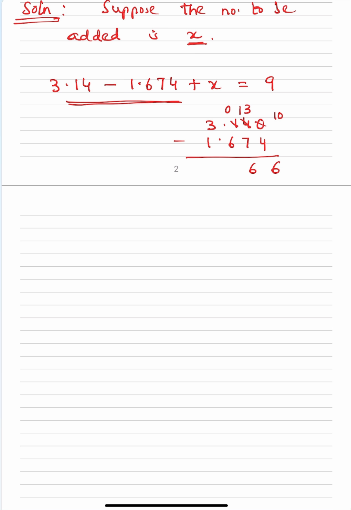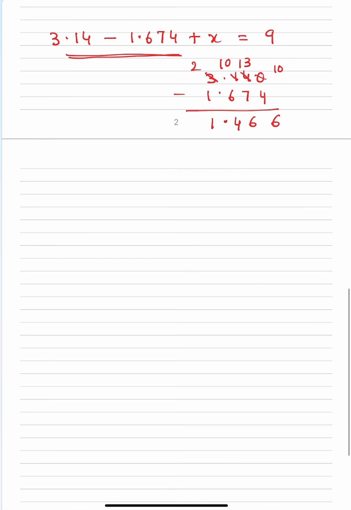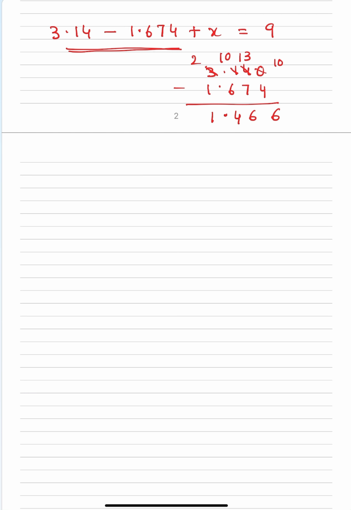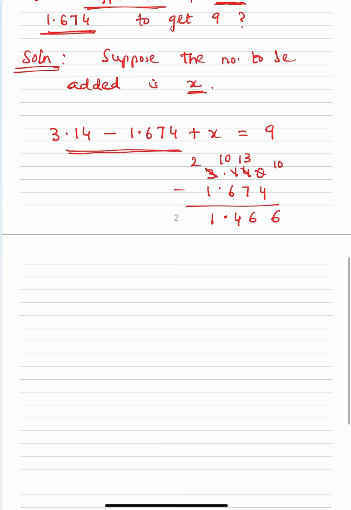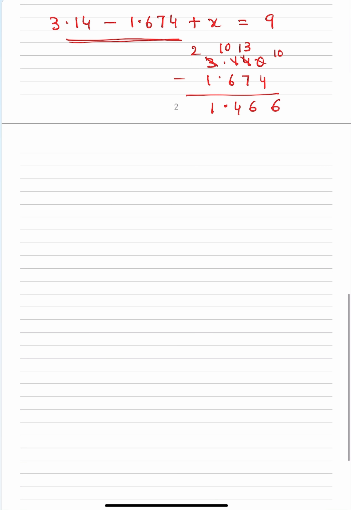0 minus 6, not possible. So this will become 2 and this will become 10. 10 minus 6 is 4. A decimal point, and 2 minus 1 is 1. So we will write this 1.466 here. Okay, so let me write 1.466 plus x is equal to 9.